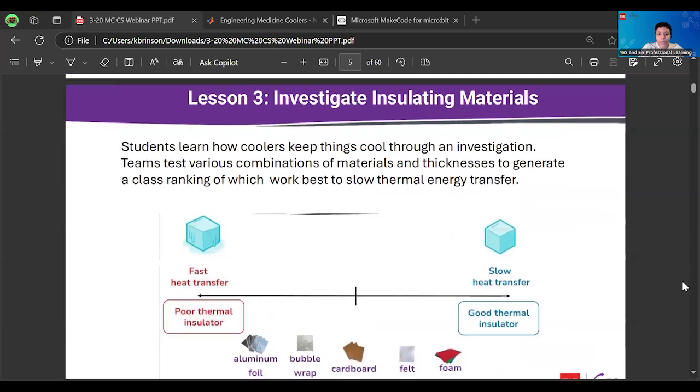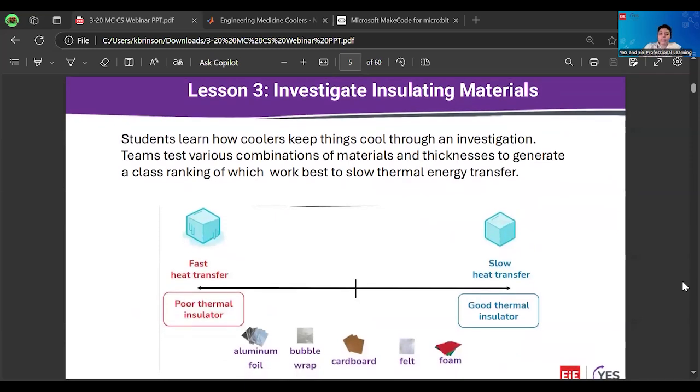That is followed by they're introduced to the idea that they're going to make a medicine cooler. And one of the things that can help with that are insulating materials. So they learn how coolers keep things cool in this case. So they do a test under a heat lamp. So just keep this in mind in classrooms as the heat lamps do get warm. In middle school, we haven't had an issue in our pilot test classrooms, but just keep in mind that they do get very warm.